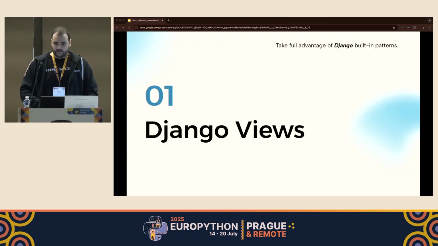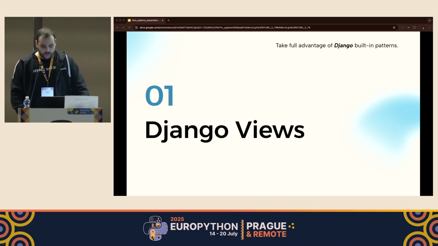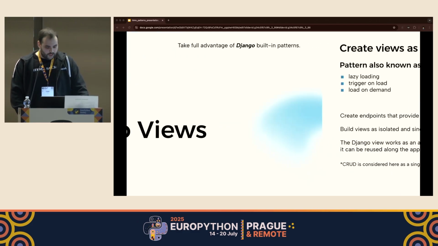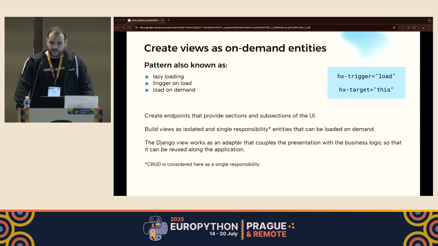So first, let's look at each part of a Django application. So we'll start with views. A good pattern is to create views that work as on-demand entities, so parts of the UI that you can load just by adding an HTML tag. Several blog posts and other talks talk about this as lazy loading or trigger on load. Basically, you trigger a DOM element when it's rendered and replace that element with the result of the endpoint.